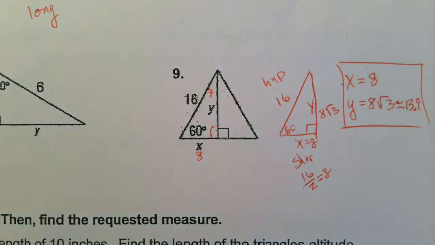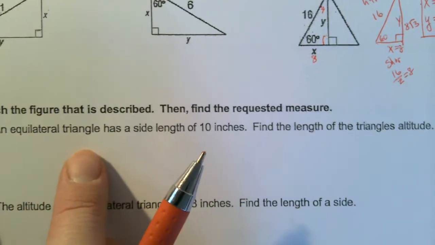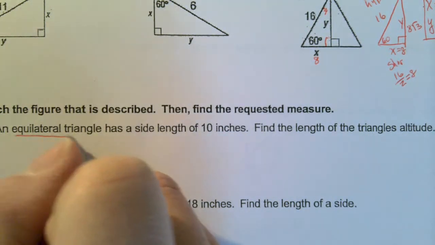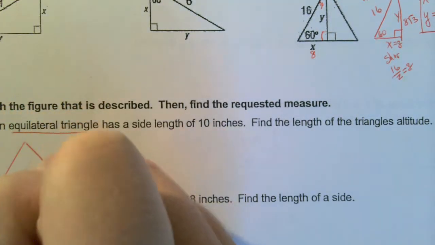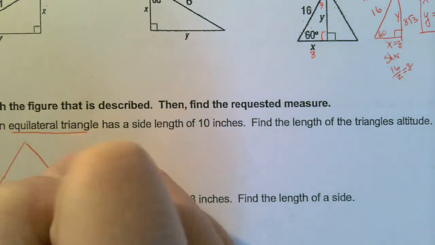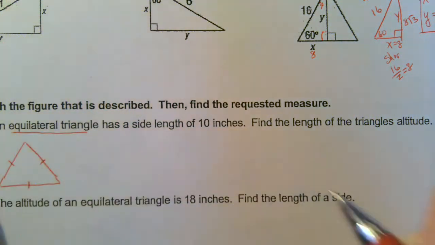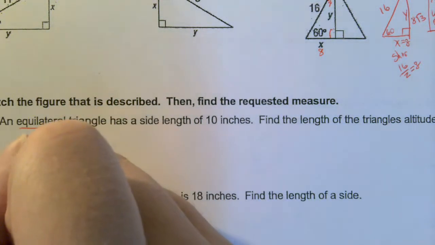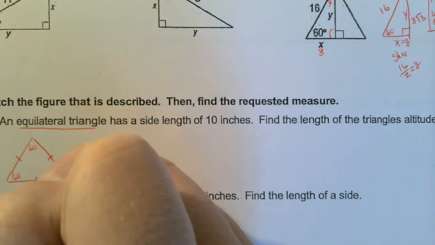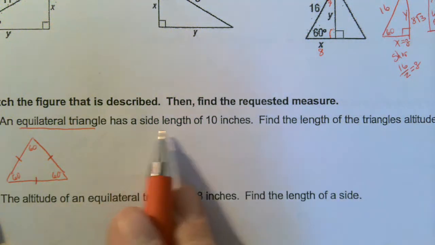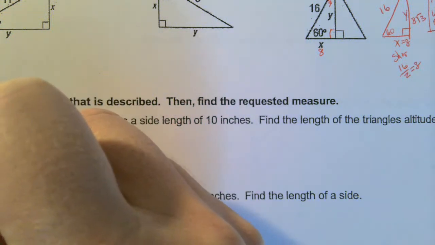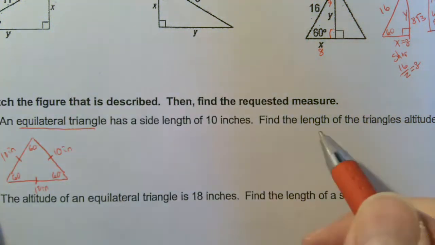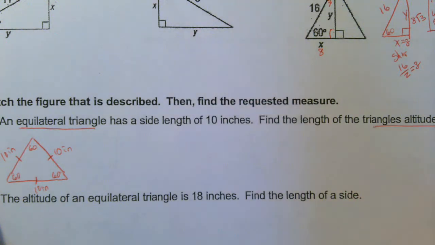I want to talk about this bottom piece here. You have number 10. It says an equilateral triangle. What do we know about equilateral triangles? All right, so all three sides are the same, right? What about the angles? They're all the same. There's 180 degrees divided evenly. Each angle is 60 degrees. Okay, and it says the length of one side is 10 inches. So I'm going to put 10 inches around all of these. I think drawing a picture is really helpful for my brain. It says find the length of the triangle's altitude.